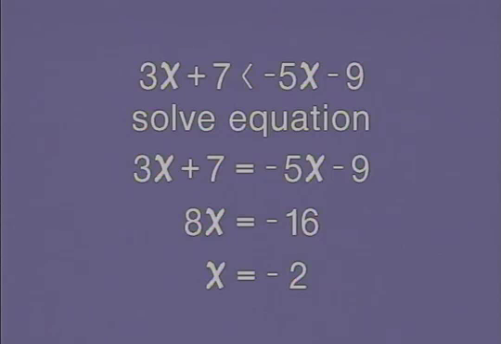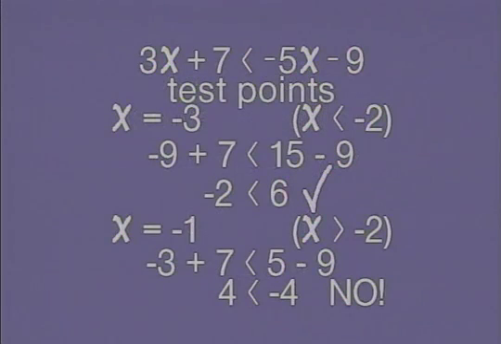But we want a situation where one side is less than, not equal to, the other side. So all we do is test points. Let's look at the next visual, which has our inequality: 3x plus 7 is less than negative 5x minus 9. And the words: test points on the number line.